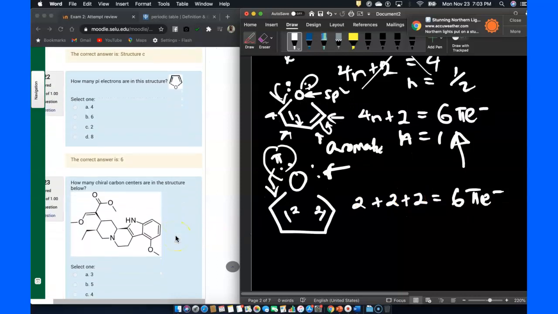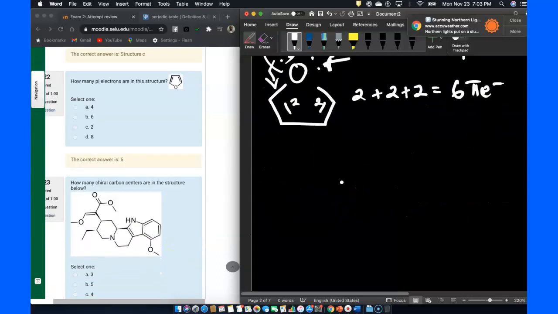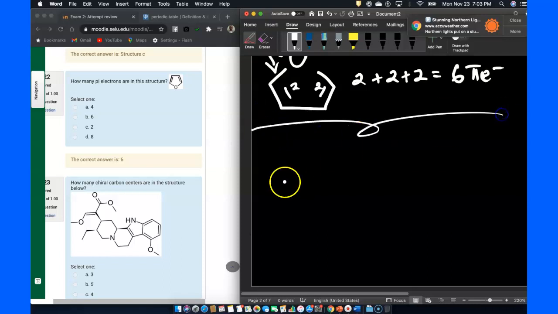How many chiral carbon centers do we have in the structure? Now, to explain this, I probably will have to draw it.